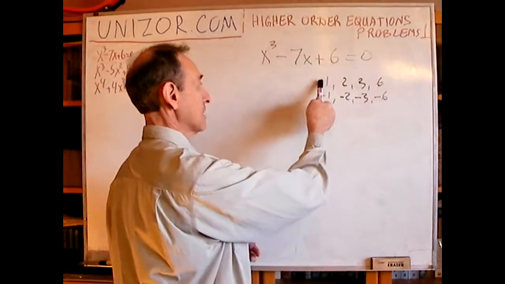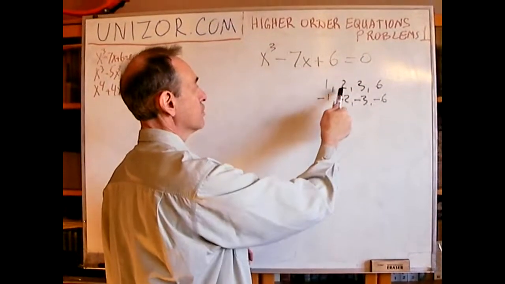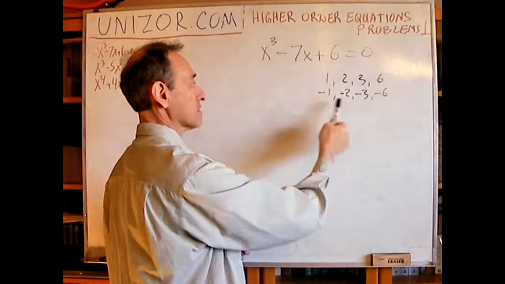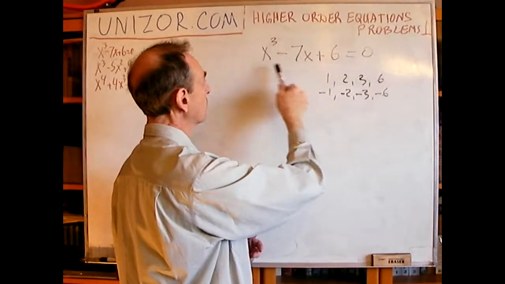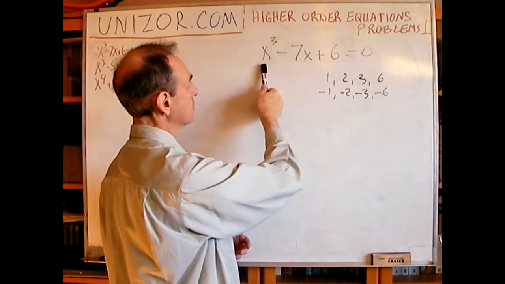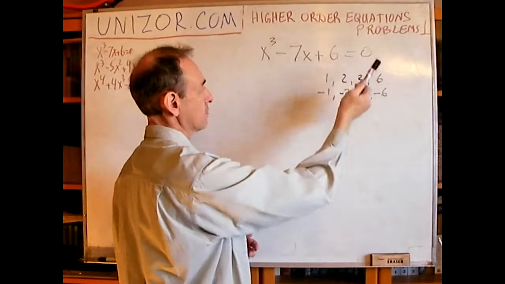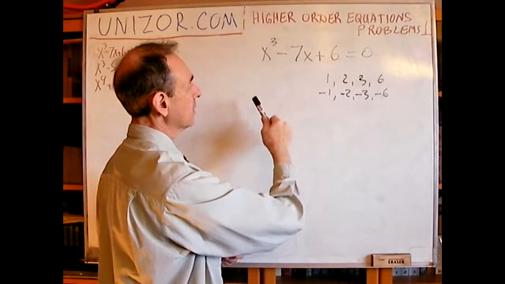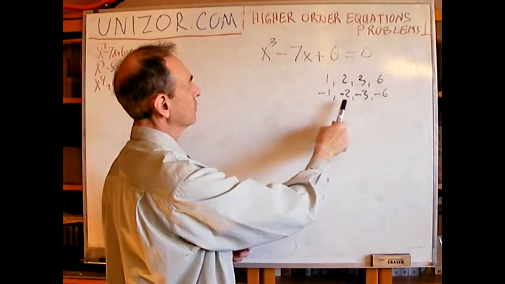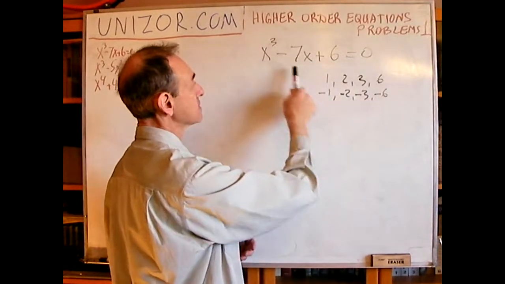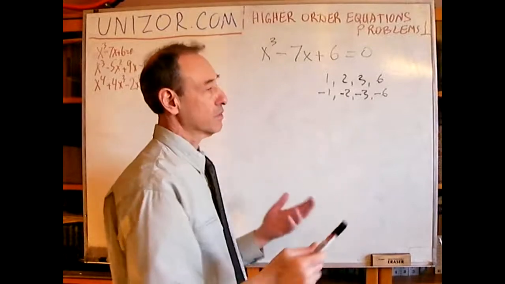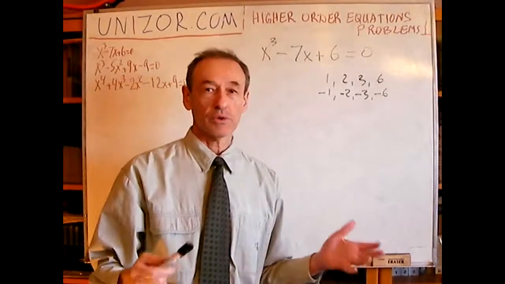So we can go and sequentially check. 1, does it work? Yes, works. 2, does it work? Yes, works. 3 would not work here, because this is 27 minus 21, plus 6, 12. 6 obviously will not work as well. Minus 1 will not fit, minus 2 will not, minus 3 will fit, and minus 6 will not. So that's how we can find all our 3 solutions.